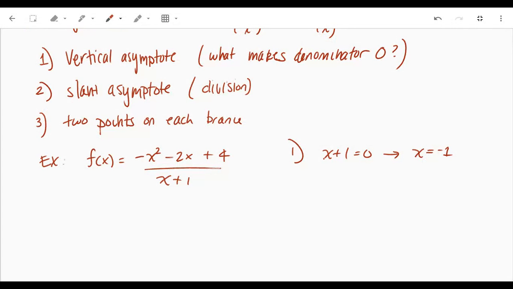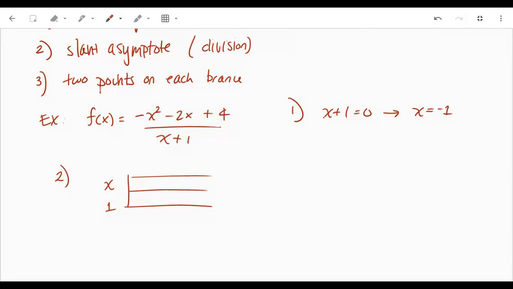Okay. Our slant asymptote, we actually need to do the division. So x plus 1 times what is going to get us to negative x squared minus 2x plus 4. Okay, so we need a negative x squared, which would mean we need a negative x here. Oops, not squared, just x.